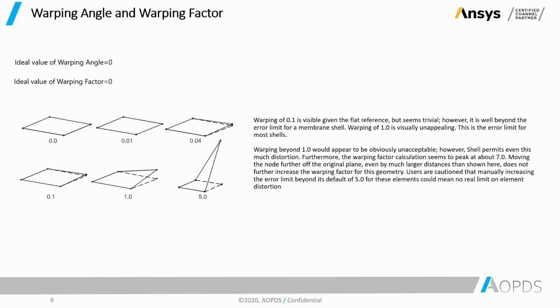Furthermore, the warping factor calculation seems to peak at about 7. Moving the node further off the original plane, even by much larger distances than shown here, does not further increase the warping factor for this geometry. Users are cautioned that manually increasing the error limit beyond its default of 5 for these elements could mean no real limit on element distortion.